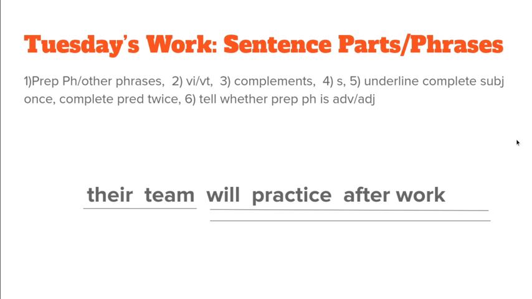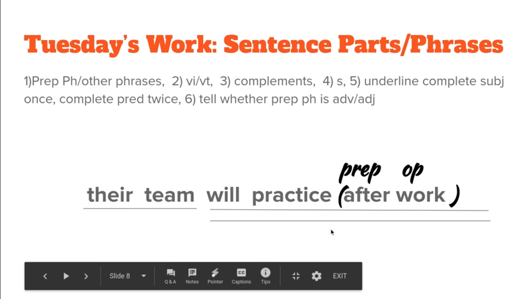So they'll start with the prep phrase. So they say, well, did I have any prepositions on Monday? Yes, after is a preposition on Monday. So I'm going to label that as my preposition, and then I say, after what or who. And then whatever your answer is, that's your object of the preposition. Now you have a prep phrase marked out. After work will not be labeled anything else in the sentence parts of the sentence. So now we're left with, their team will practice.